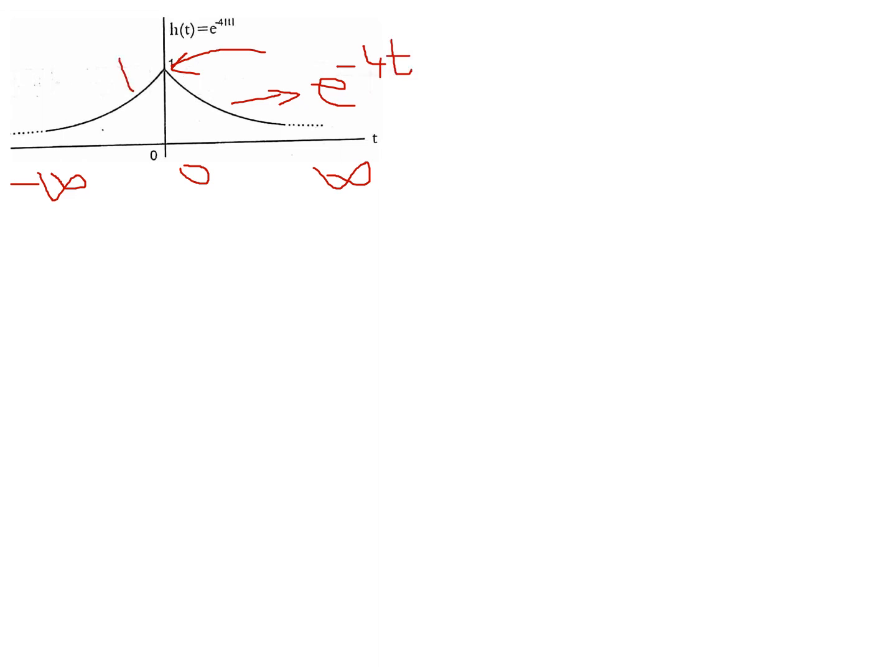What is the shape of the equation for this graph? It is rising, no? The shape of the graph is rising. There is a discontinuity over here. So the shape of this graph is e power of 4t. And this one is e power of minus 4t.